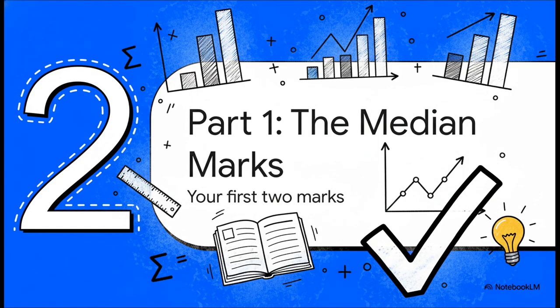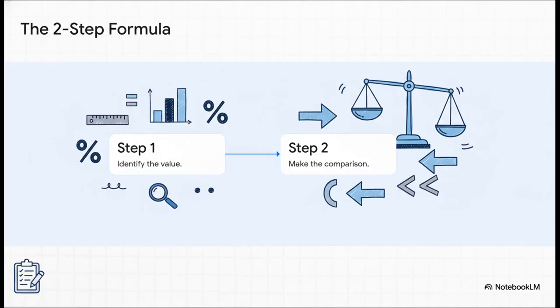All right, let's dive into the first half of the answer, which is all about the median. There are 2 marks up for grabs here, and honestly, they are surprisingly straightforward to get, if you know the formula. The formula for these 2 marks is a simple, repeatable process. Step 1, you identify and state the value. Step 2, you make the comparison. That is it. Let's see how the official mark scheme actually describes this.